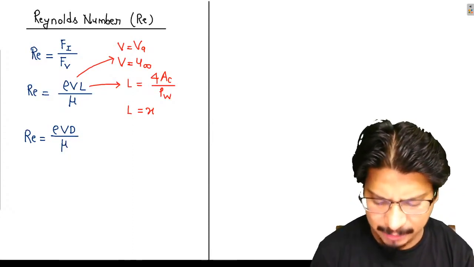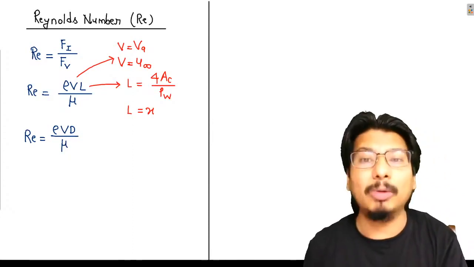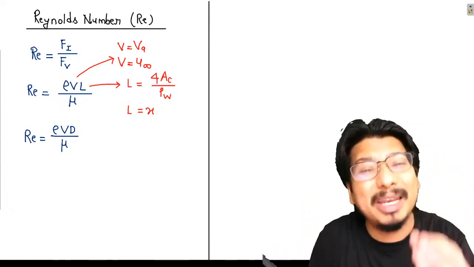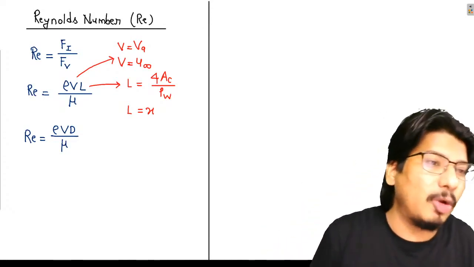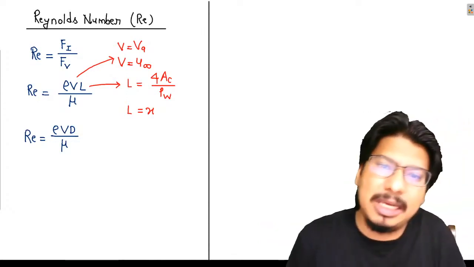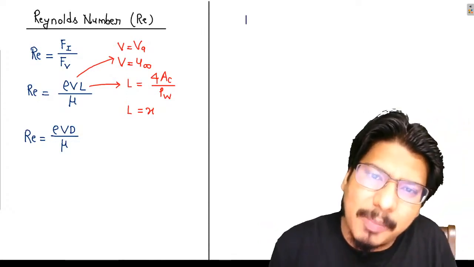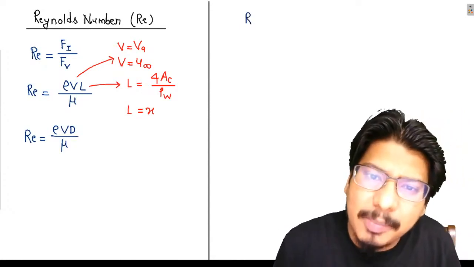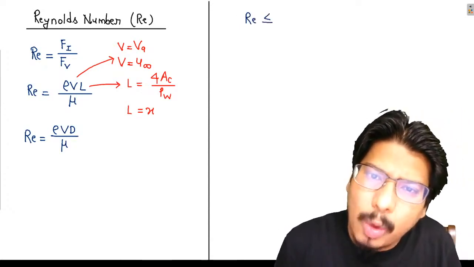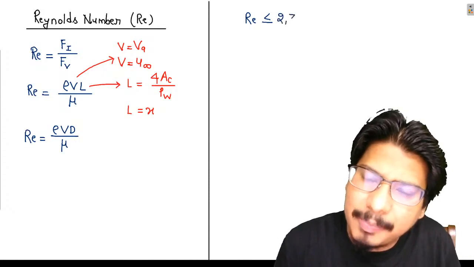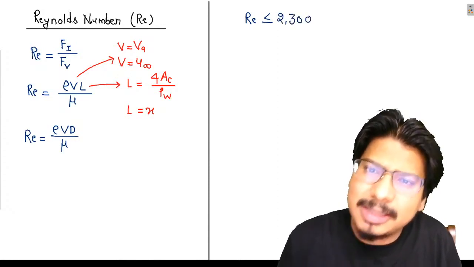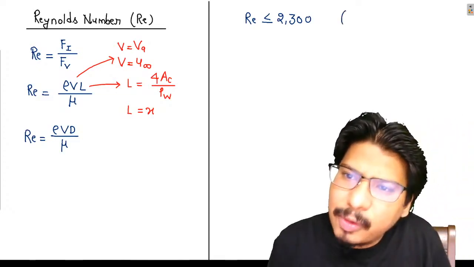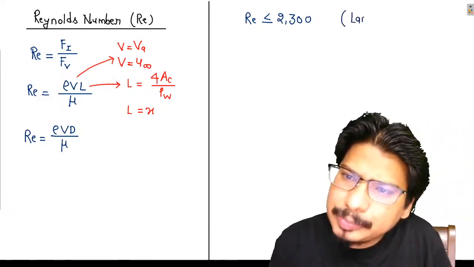Now can you tell me what is the application of Reynolds number? Yes, it will be telling us about the type of flow, whether the flow is laminar flow or turbulent flow. So look carefully, beta. If the Reynolds number is less than or equal to 2300, then we will say the flow is laminar flow.